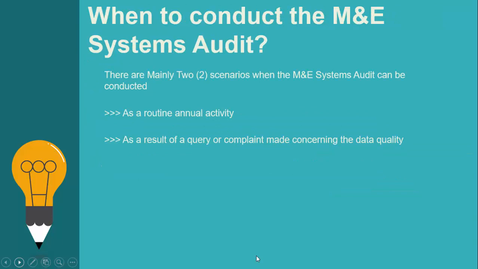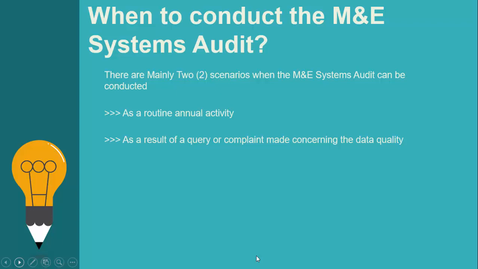Okay. Now, the M&E Systems Audit is conducted mainly in 2 scenarios. One is that it is a routine activity. I'll give you an example. For those who are working or who have worked in organizations for many years, there's what they call a financial audit. This financial audit is a routine activity. It takes place at least once every year.